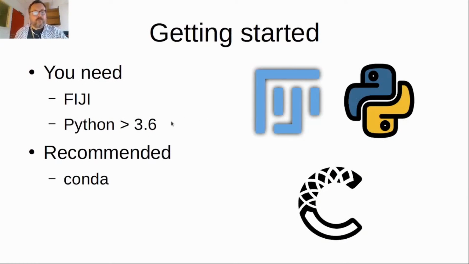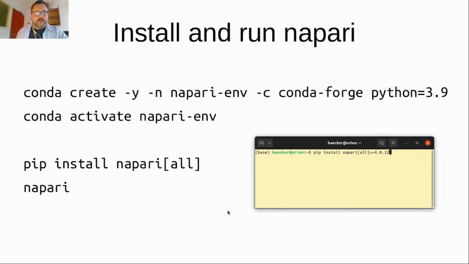Okay, if you want to use Napari and our plugin, you need to have a FIJI installed. You need to have a Python, at least version 3.7, and it's also recommended to have Conda. To install Napari, if you don't already have this, you open a terminal. You need to have Python installed. You type pip install Napari all. That's all for the installation, and then you type Napari to run it.